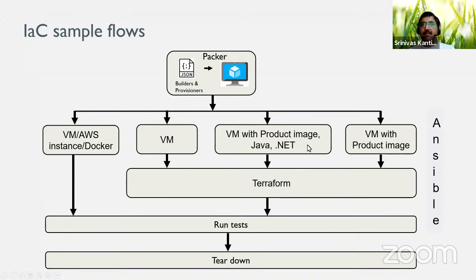What individual Scrum teams do is they take these templates and create instances using Terraform, run their tests, and destroy them when it's all done. That's one way. Or they take a plain vanilla template and use Ansible to install something specific that they need, then run the tests and tear down. So there are several flows that we can define with IaC, depending on your complete delivery pipelines, how you define your pipelines in the organization, and your requirements.